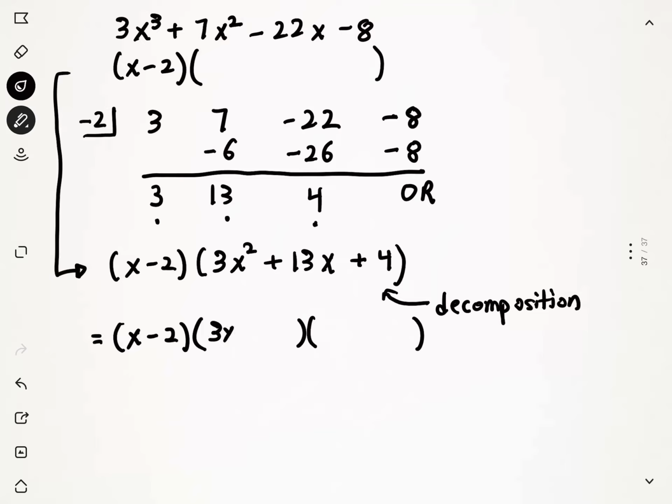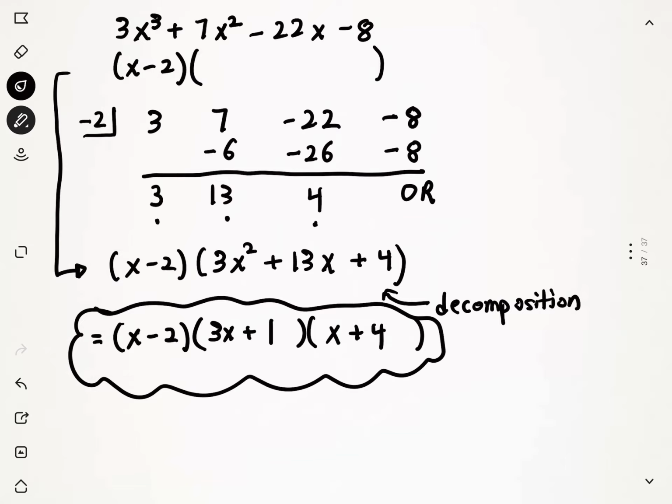We're going to get 3x plus 1. And the other factor is x plus 4. And now we have found our 3 factors, and we have completed this question in full.